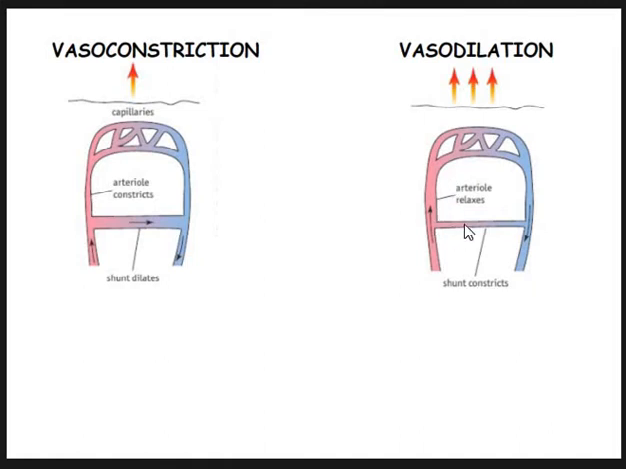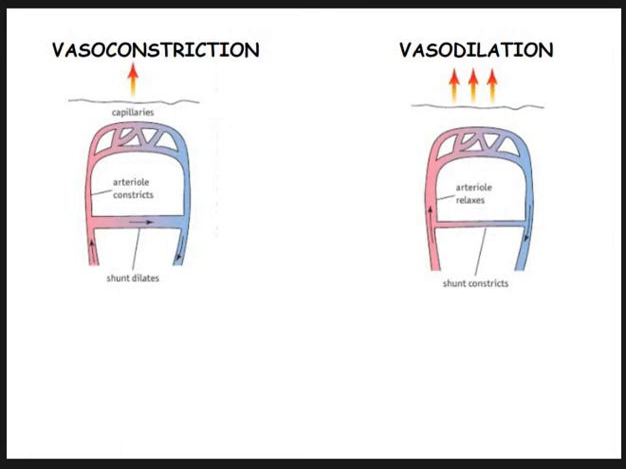Vasodilation, the reverse happens. The shunt constricts, so it narrows. So more blood is going to go up to the surface, up to these surface capillaries here. The arterioles have relaxed to allow more blood. So there's more blood flowing to the surface of the skin because the shunt is constricted. And if you've got more blood up there, it allows you to lose more heat via radiation. So that's vasoconstriction and vasodilation. So in vasoconstriction, the shunt dilates, whereas in vasodilation, the shunt constricts. Okay, that's the thing to remember.